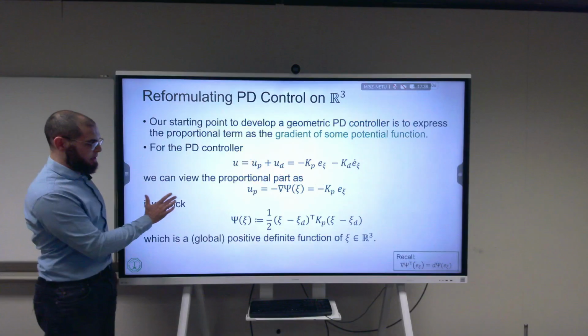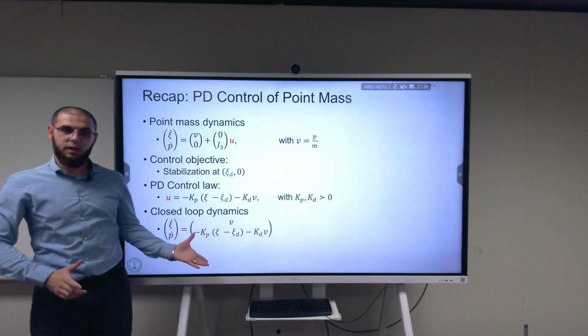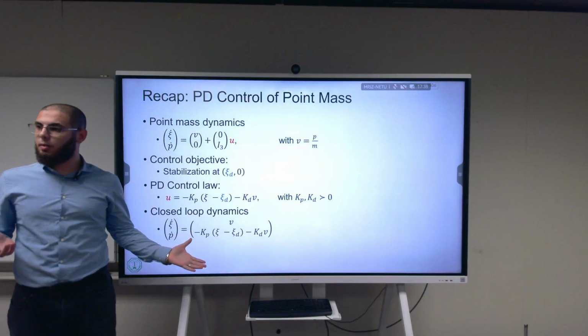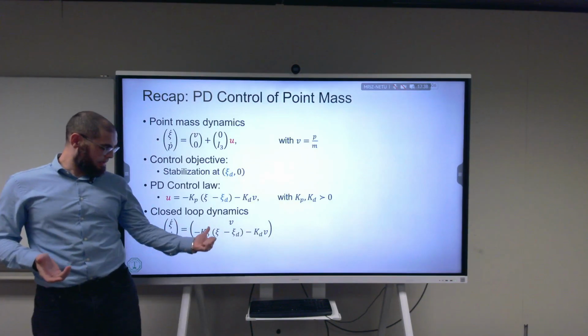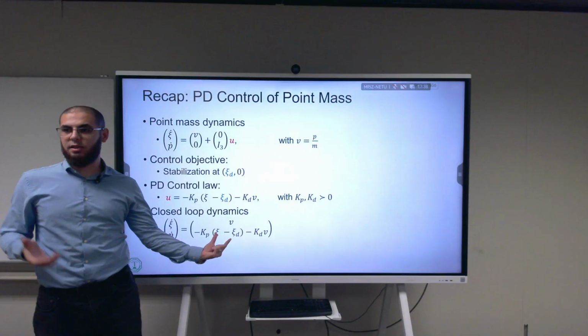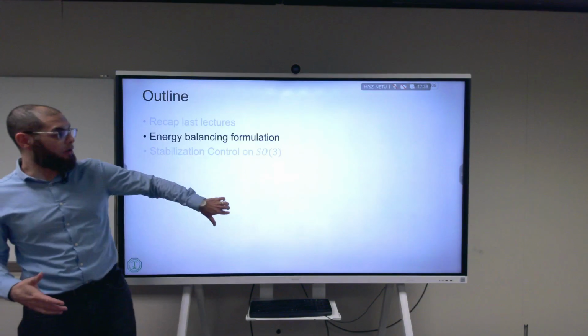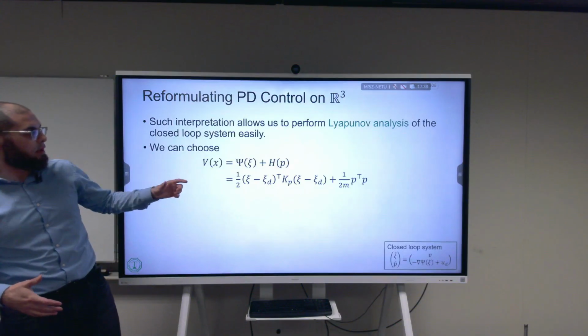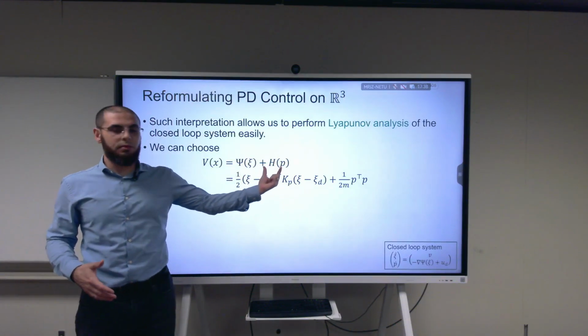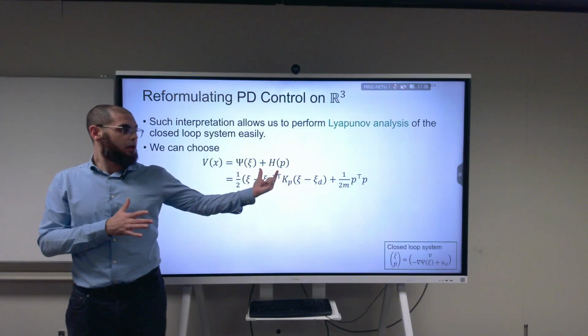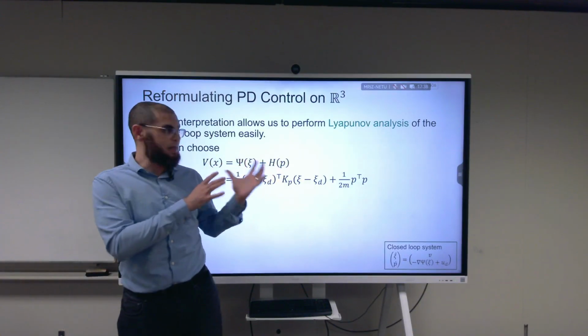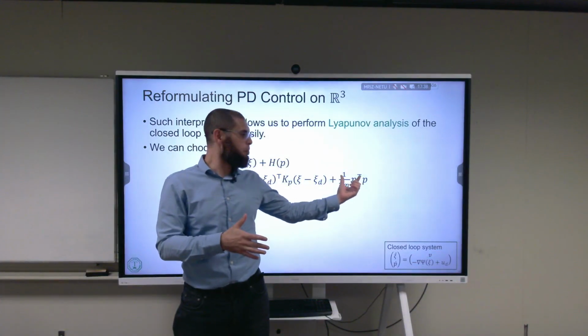So the closed loop system is this one. The controller comes from reinterpreting Kp multiplied by psi minus psi desired as the gradient of a potential function. The Lyapunov function I'm going to use here is the original Lyapunov function the system had, which for this problem is 1 over 2m p transpose p.